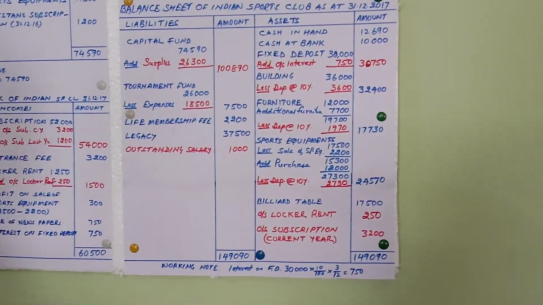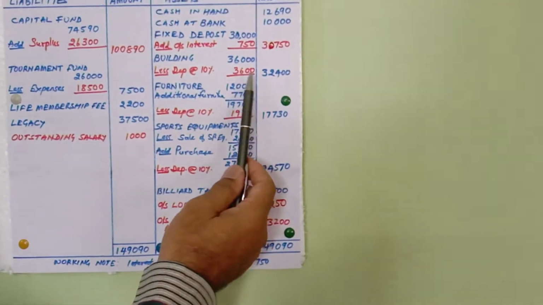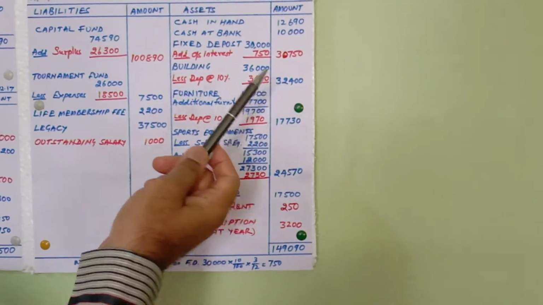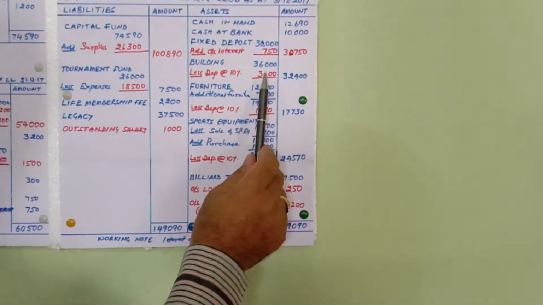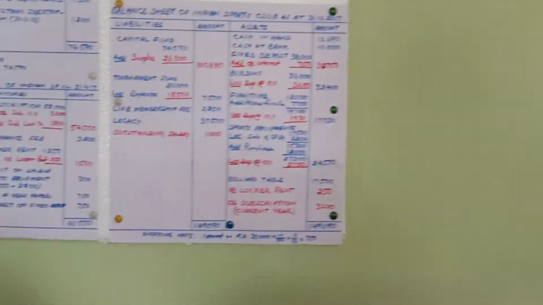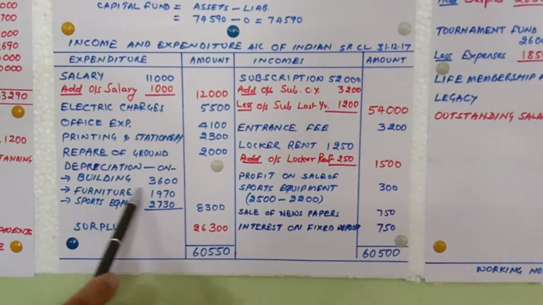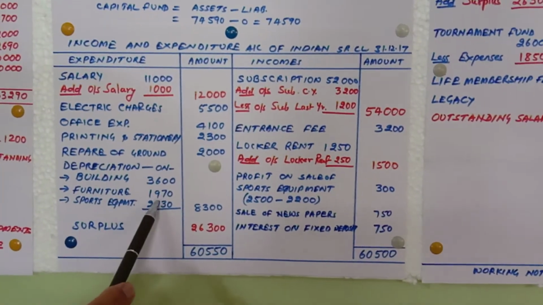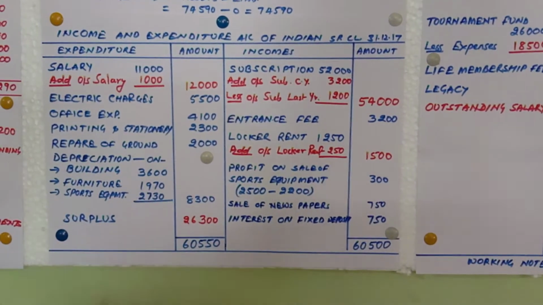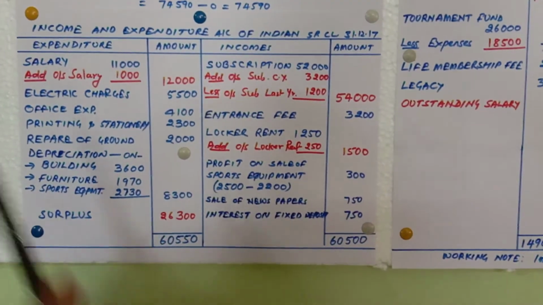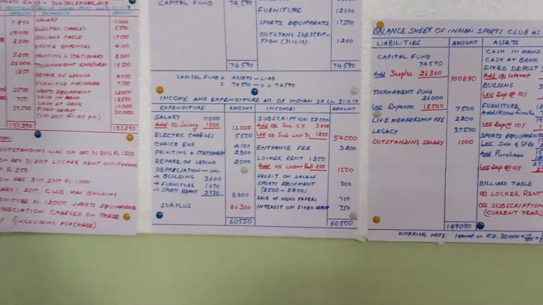Now what we are going to do with all this depreciation? If you remember last year, what we have done is we have written it in the profit and loss account from the balance sheet. So the same way we are going to do it here. When you add this, it comes in the income and expenditure account. So depreciation on building 3,600, on furniture 1,970, on sports equipment 2,730, total 8,300 depreciation.